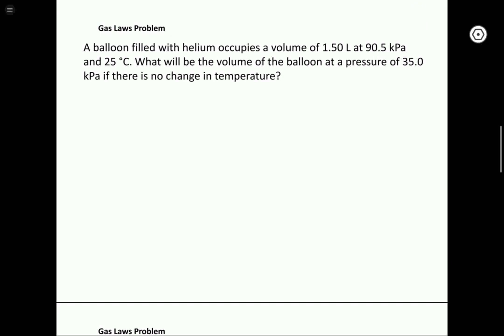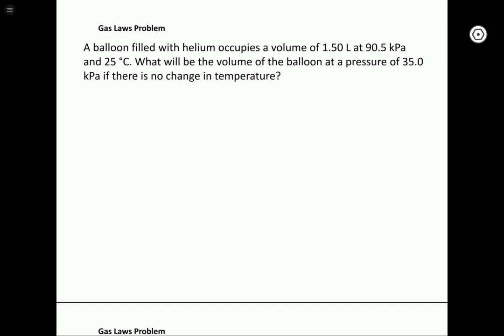Alright, so here now we have another type of gas law problem. In this case we have a balloon, so a closed container of gas, number of moles is constant. We should always think about that right off the bat, especially when we're not adding any gas to this. So we have a balloon filled with helium, has a volume of 1.5 liters at 90.5 kilopascals and 25 degrees Celsius. So kilopascals, kPa, not the most common pressure unit, but it is one of the SI units, or derived from the SI unit. So it still is an important one. And we want to know what will be the volume of the balloon at a pressure of 35 kPa if there is no change in temperature.